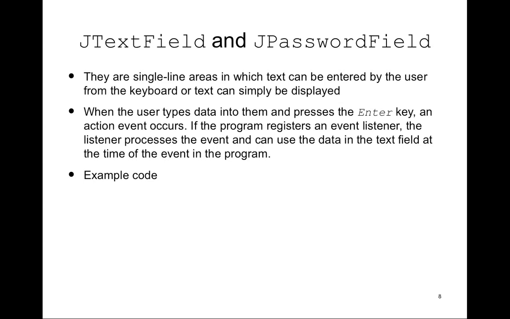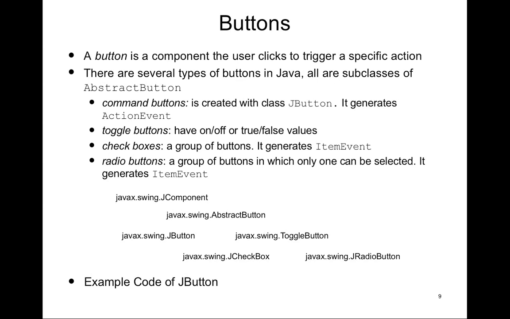Buttons. Buttons are popular. Everyone puts buttons on everything. A button is a component that the user clicks on to trigger a specific action. We can put images on buttons, text on buttons, hover over a button. You can do whatever you want with buttons. Several different types of buttons exist, and they are all subclasses of AbstractButton. So we have an abstract button, and we can create a sophisticated button or a basic button. I've got an example that's going to show you how to create some buttons from the abstract class.